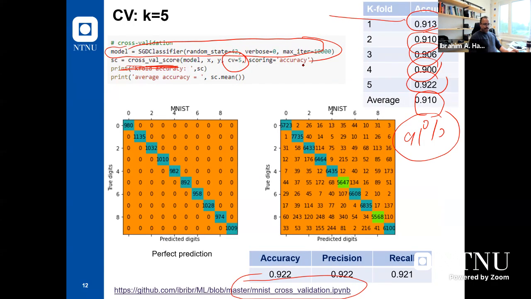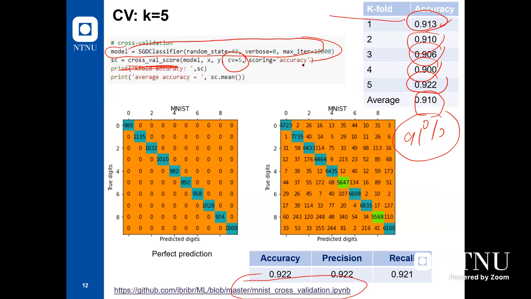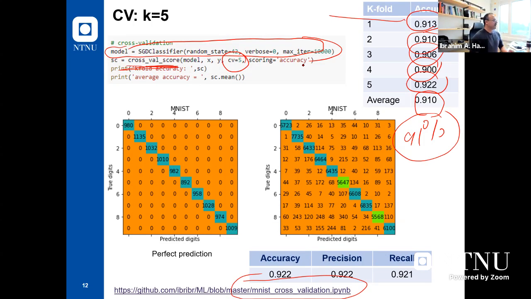Question: if you are using cross-validation in order to train and test your model, how do you then combine the weights and values, the parameters? How do you combine those into one? Yes, we don't combine. In fact, we don't combine at all.